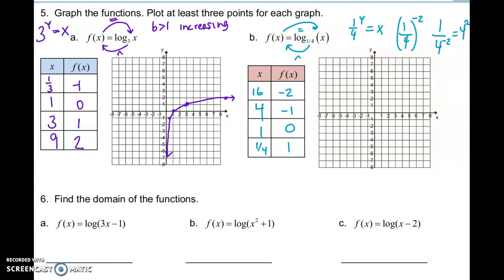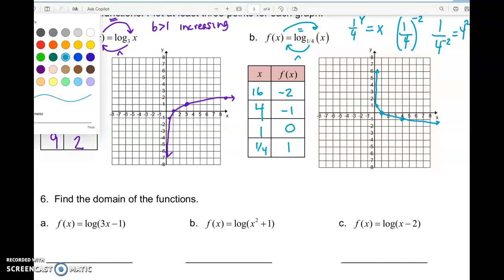So 16 on the x-axis, I can't plot that one. It's off the chart. 4, -1, I mean, 1, 0, and 1/4, 1. So this is the look it's going to have. And remember, we know that it has that vertical asymptote at the line x equals 0. Both of these do. Let's take a look at the ones that remain here.